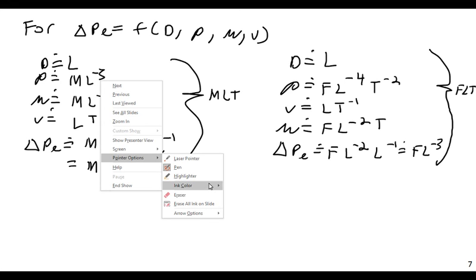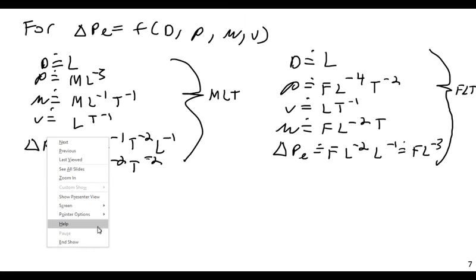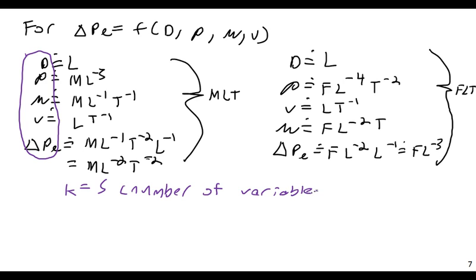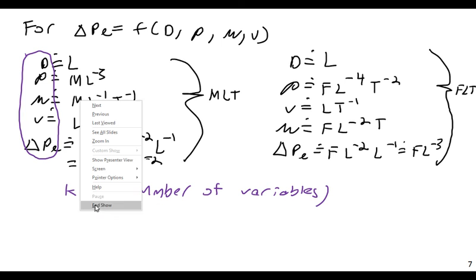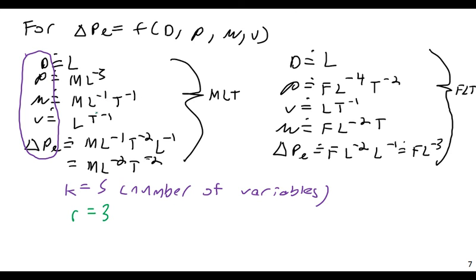And notice, let's look at this here. So, let's try to interpret this. You will note that you will get the same required number of pi terms, whether we look at one or the other. So first let us consider the k. Well, in this case, k is equal to 5, the number of variables. And then, let's see, r. Well, r is going to be equal to 3. The reason I know that is because I got mass, length, and time in here, so I'm using every dimension at least once. So this is the number of reference dimensions.